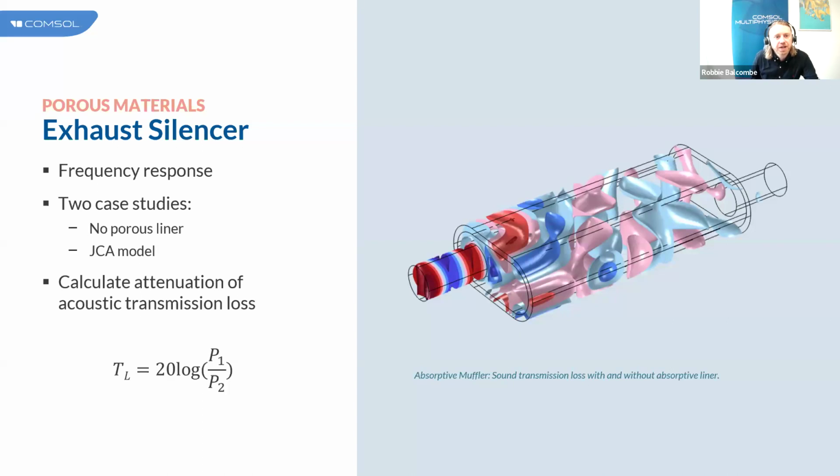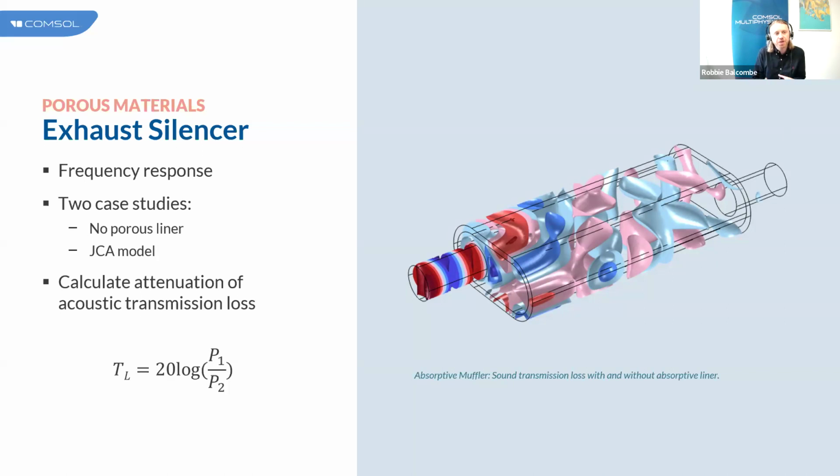I'm going to use another simple example here just to demonstrate how you can incorporate a porous material into a simulation within COMSOL. What we have here is an exhaust system. This is a muffler where we have some porous material included that's intended to provide some acoustic absorption. This particular model is run for two different scenarios: one where we have a porous material included to provide some attenuation, and one where we have no porous material included, so that we have a baseline solution to compare against.